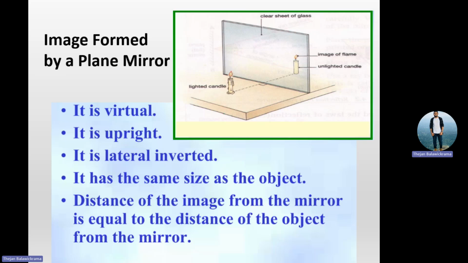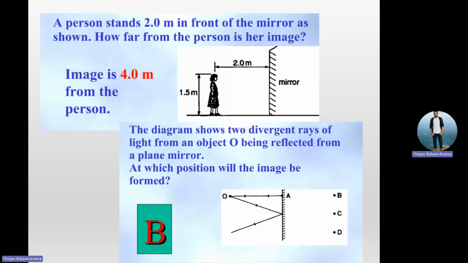Right, next. The example is given: a person stands 2 meters from the mirror, and her height is 1.5. So how far from the person is her image? What can you say? How far is the image from the person? 2 plus 2 is equal to 4.